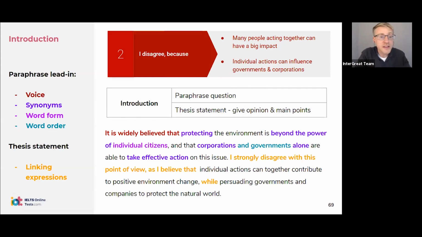Yeah, that's a good point. Can we use believe twice? It's okay. Perhaps you're right. It would be even better if we used another word, maybe suggested, argued. Yeah, that's a good point. You won't be penalized for this, though. The vocabulary you use over the whole essay is assessed, not repeating one or two individual words. Okay, so that is our introduction.